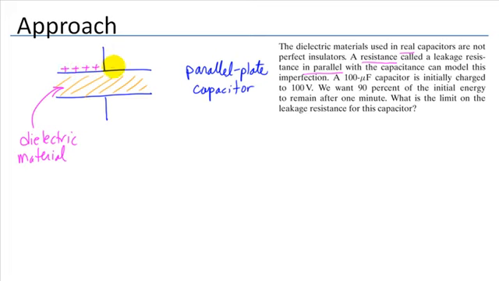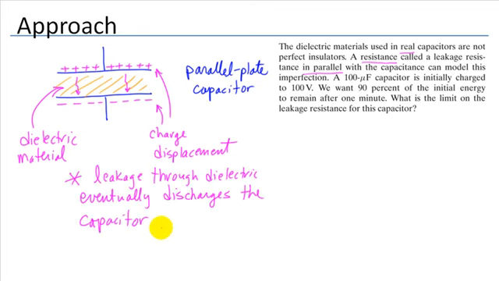Now when the capacitor has been charged to some level, then we see charge displacement such that accumulation of charge exists on one plate and a deficit of charge exists on the other plate. So whenever we have charge separation like this, there's an electric field that exists inside the dielectric, and since the dielectric is not perfect, we can have some of the charges moving directly from plate to plate through the dielectric. This leakage actually discharges the capacitor eventually.